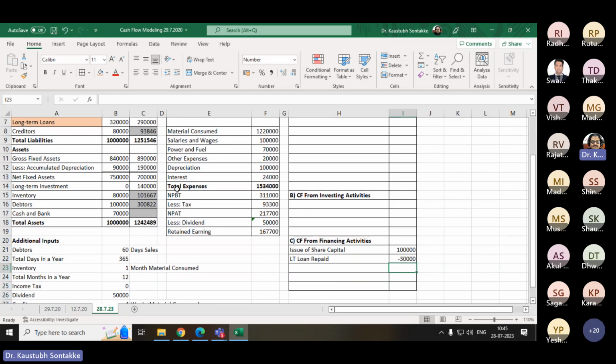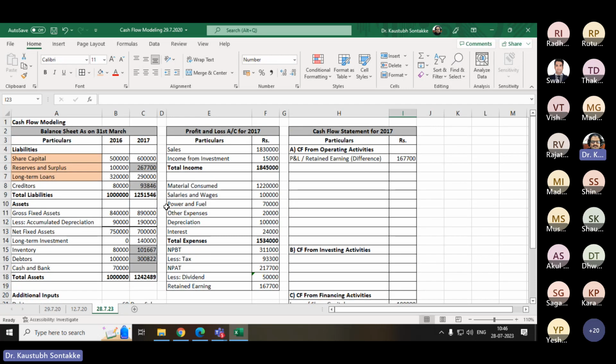Repaid means cash outflow. So you can see here correctly it is coming as a minus figure, minus 30,000. So we are done with the long-term loan from the liability side. The only item remaining from the liability side is what?